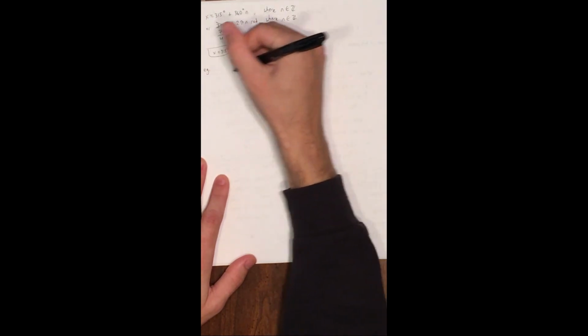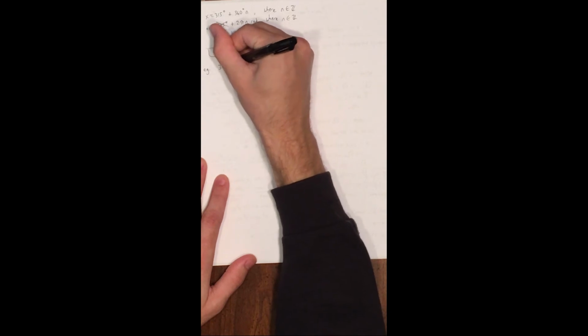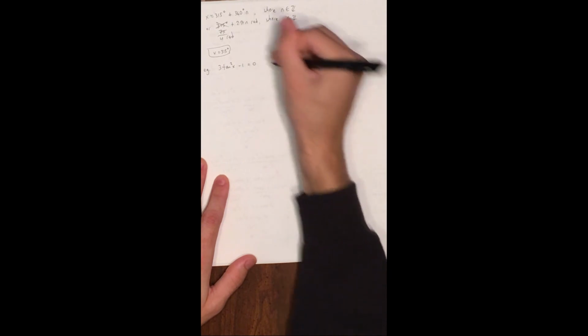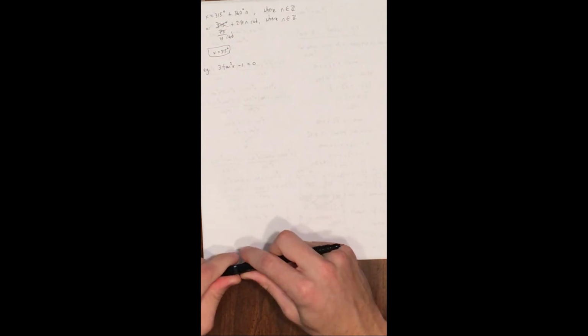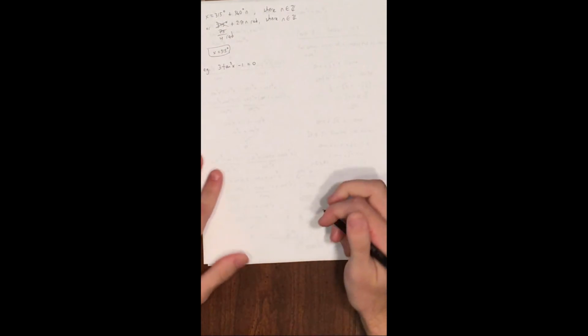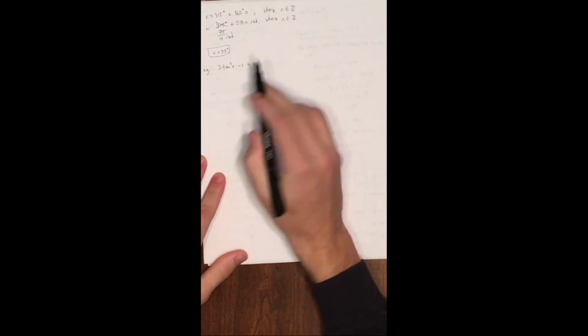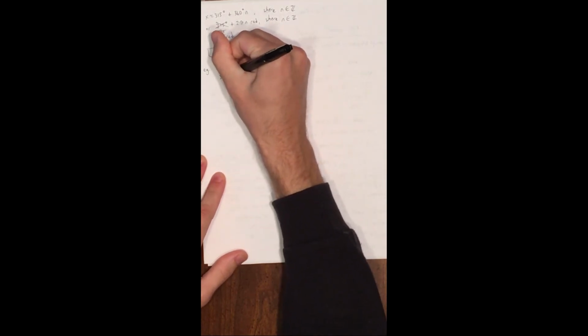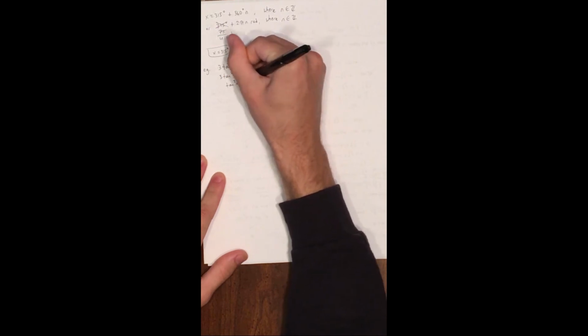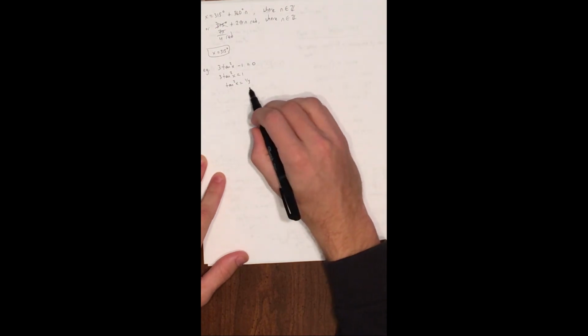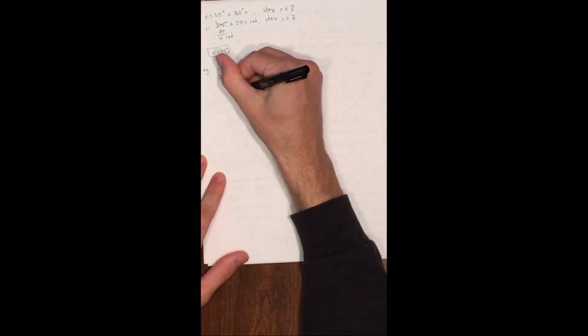So the second one we have is 3 tangent squared of x minus 1 is equal to 0. So we're going to try to get that x alone. So let's add 1 to both sides and then divide both sides by 3. And now we have tangent of x times tangent of x is equal to 1/3. So it will be perfectly fine to square root both sides, get rid of that square value.